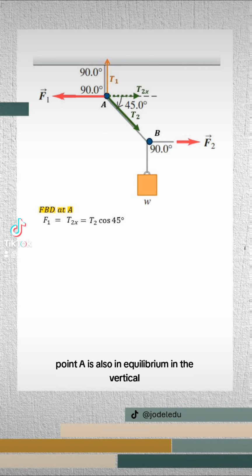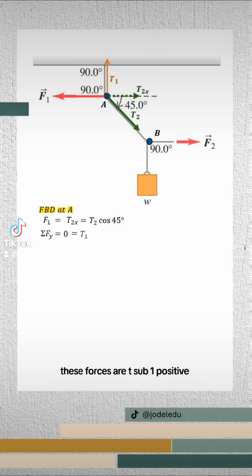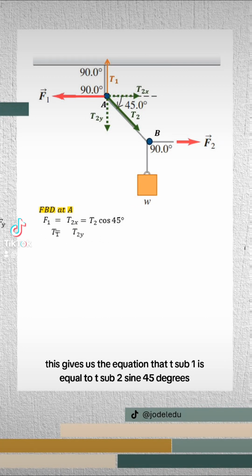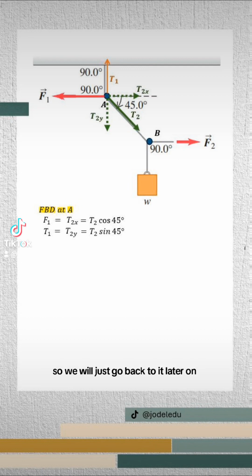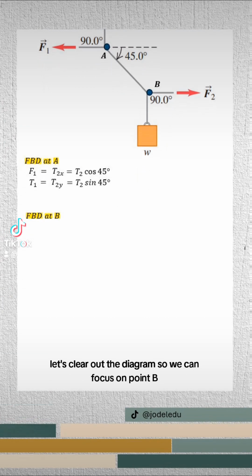Point A is also in equilibrium in the vertical, so we write the summation equation that the sum of forces in the y is 0. These forces are T sub 1 positive and the vertical component of T sub 2. We write this as negative T sub 2y because it is directed downward. This gives us the equation that T sub 1 is equal to T sub 2 sine 45 degrees. We do not know yet the value of T sub 2, so we will just go back to it later on. Let's clear up the diagram so we can focus on point B.